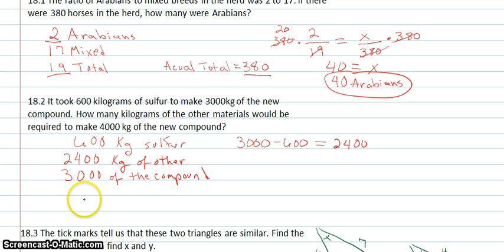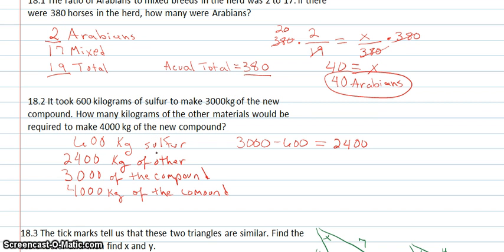And they're giving us how many we want to make, how many kilograms we want to make. So we want to make 4,000 kilograms of the new compound. Okay, and we're looking for how many kilograms of the other material.